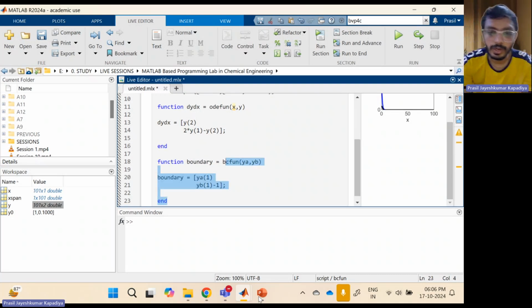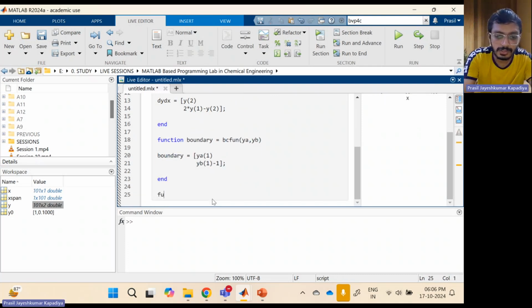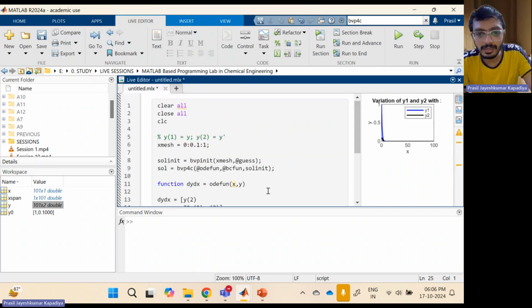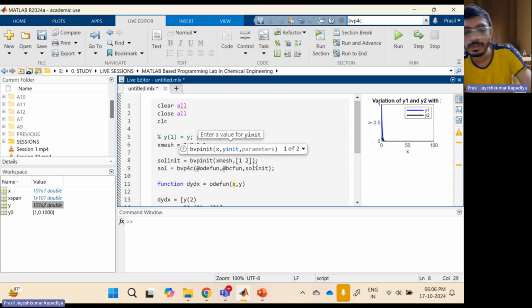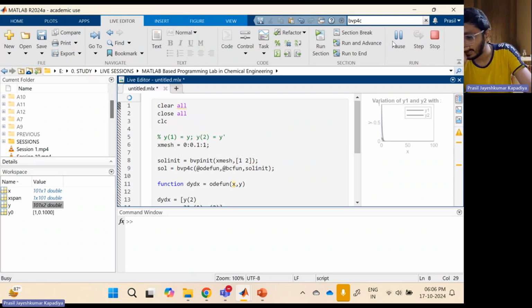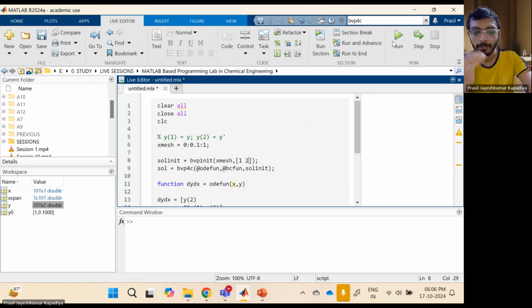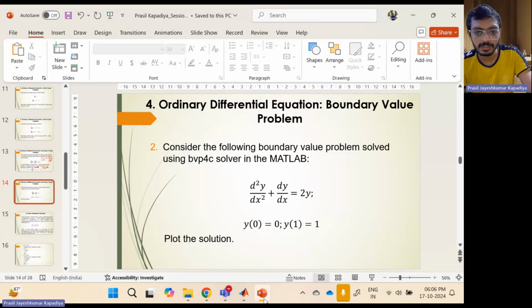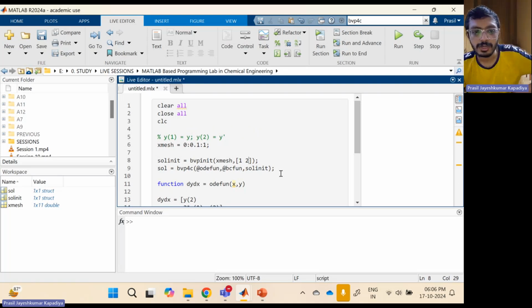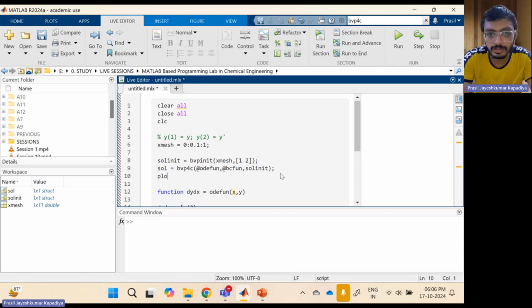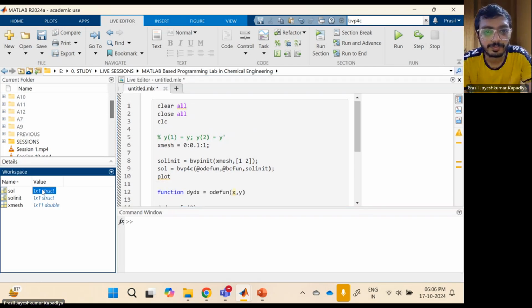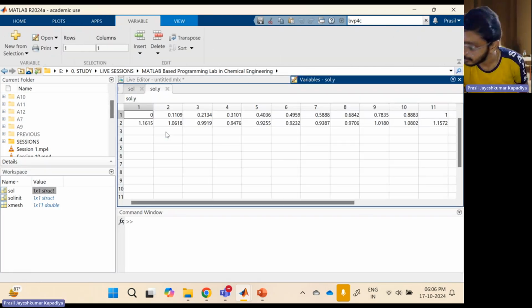Okay, so let's move ahead and write down the initial guess function. I guess we can also skip that part. Instead of writing this, we can just give something, let's say 1 comma 2, and let's run it and see what we are getting. Okay, so we are getting some solution, but what is asked of us? Plot the solution. So let's plot the solution. That plot. Okay, so I need y.